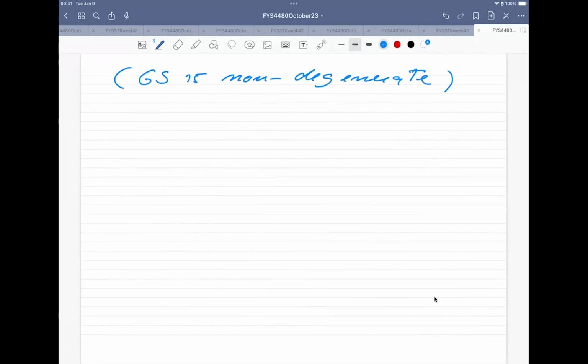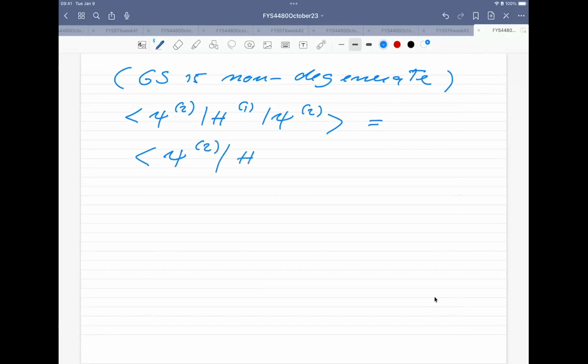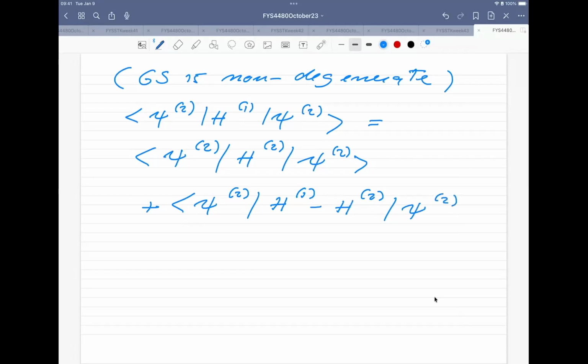So if I now look at what I've done, I can rewrite the term which I had with psi 2 of H1 of psi 2. This is the same as, I'm just manipulating these equations, psi 2 of H2 of psi 2, plus psi 2 of H1 minus H2 of psi 2. So I'm just manipulating this equation here.